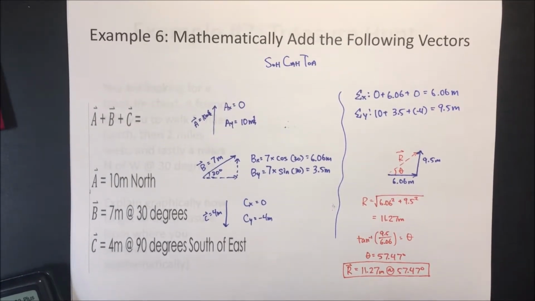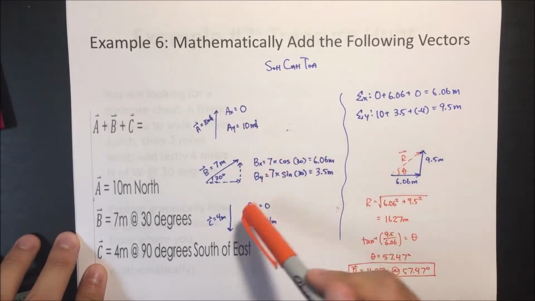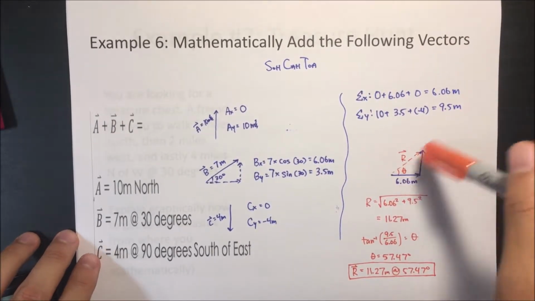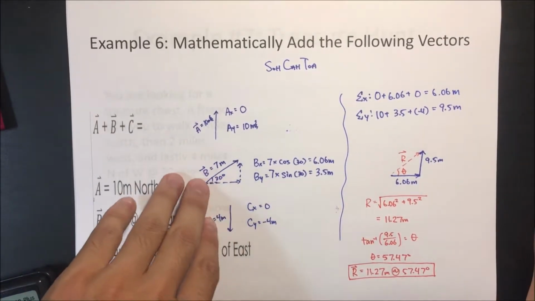All you really want to be doing is breaking it up first, putting it all together in the x and the y, and then putting it together again to find the resultant vector. Alright, next problem.